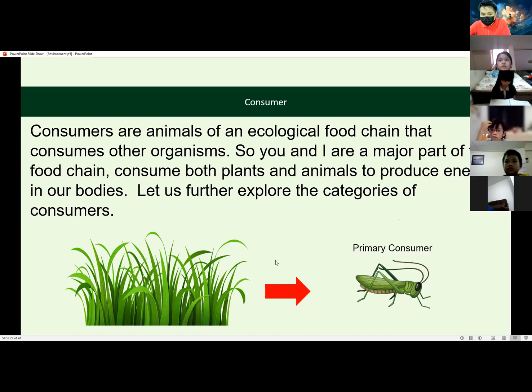So like humans, other animals are the main consumers because we can eat both plants and animals. In this picture, it has the grass, which is the producer, and the grasshopper, which is the primary consumer. So the grass is eaten by the grasshopper.